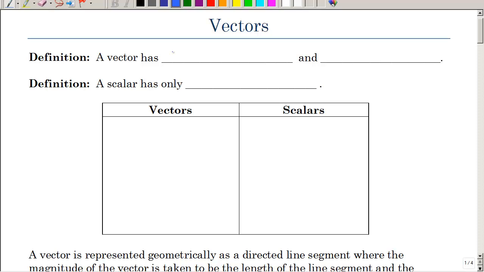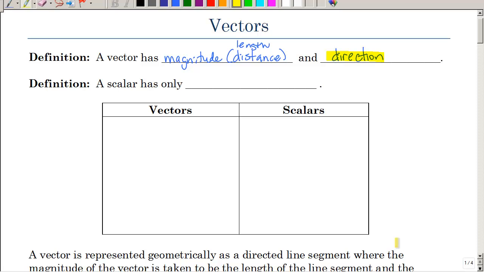Vectors. You may have heard of these in a physics class or a previous math class. But what is a vector? A vector has magnitude, or in other words, distance, or some people call this length. So it's measurable how big it is. A vector has magnitude and direction.